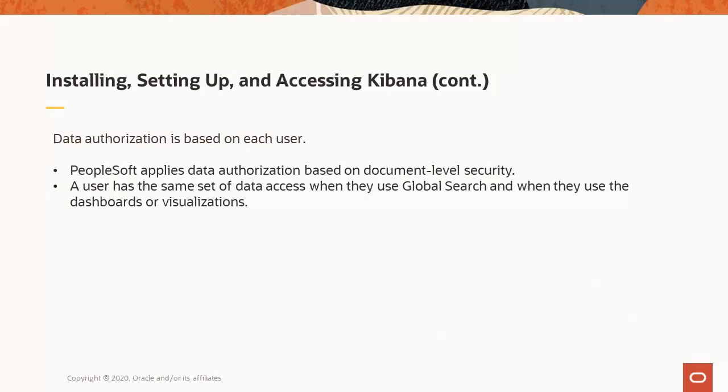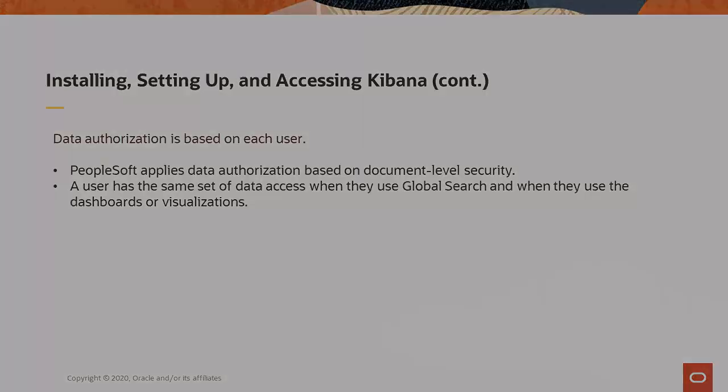When you create visualizations and dashboards in Kibana, PeopleSoft applies data authorization based on document-level security set up for the search definition. This ensures that a user has the same set of data access when they use global search and when they use the dashboards. When a user accesses the dashboards using the tile on their home page or by using the related information, data shown is restricted by the document-level security applied on the dashboard.